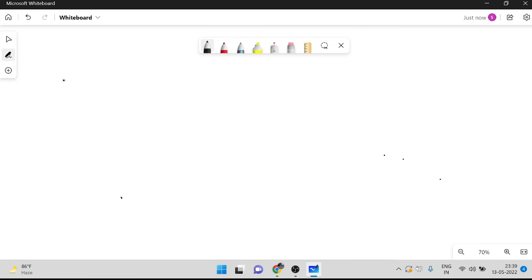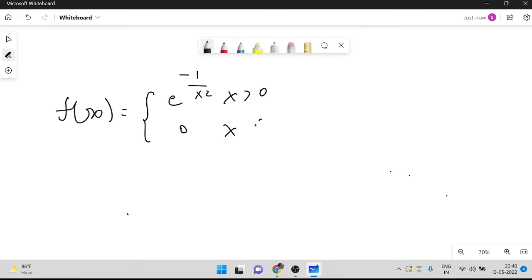So I'll give an example of a test function. f(x) is equal to e^(-1/x²) for x greater than 0, and 0 for x less than or equal to 0. So how do you think this function will look? It's 0 at x equals 0, and at 1 it's e^(-1).